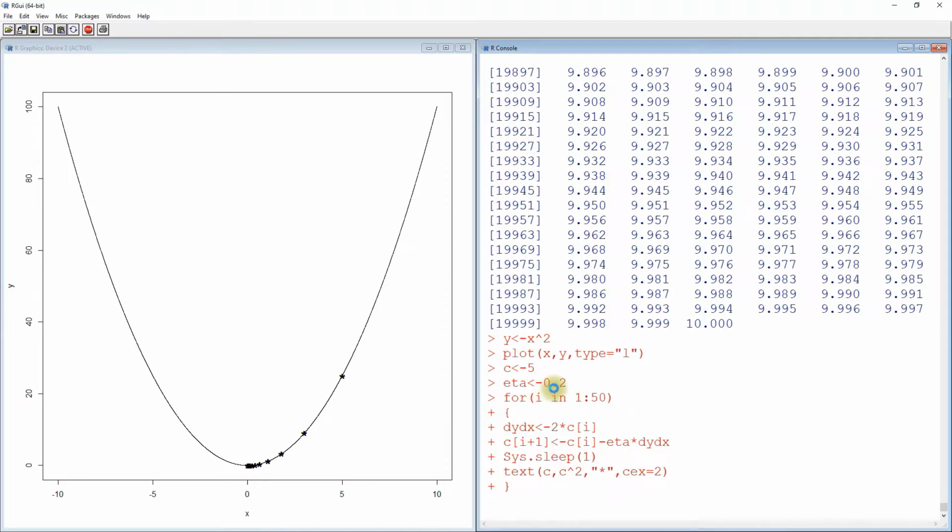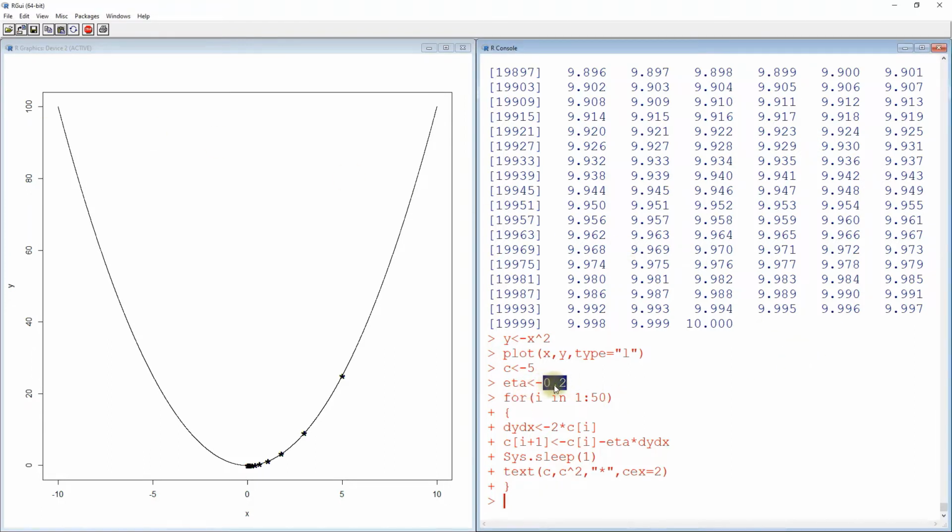And let me just show you what it is for eta equal to 1. Okay, I'm going to reduce the speed. I'm going to rerun the same thing now by copying, rerun the same thing by changing the system sleep to 0.5 seconds to reduce the time by half. And I will change the eta.